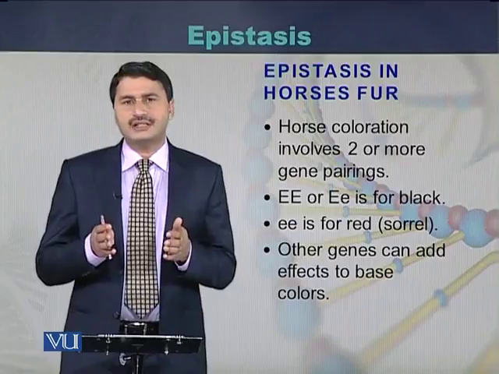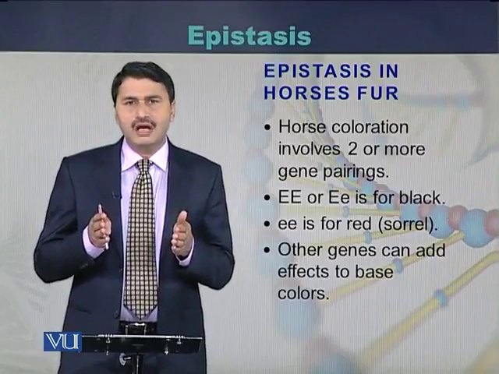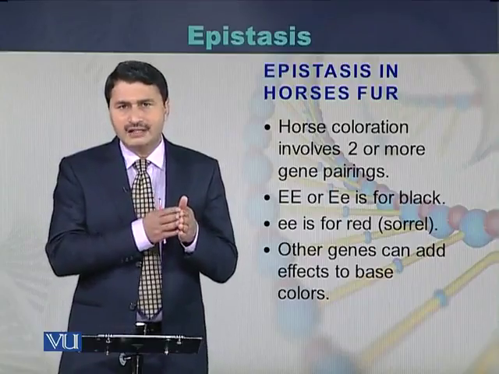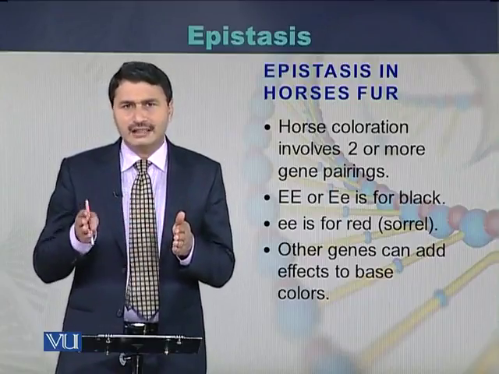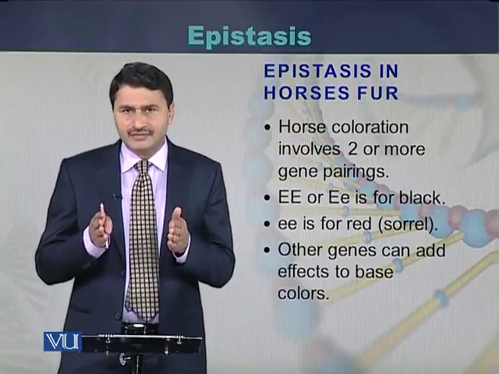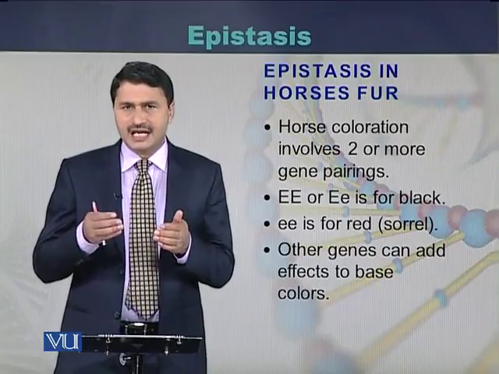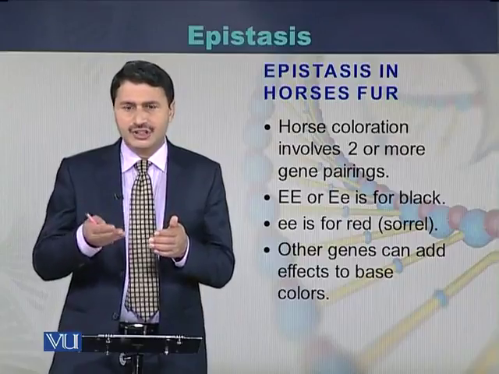But there are many genes which have an additive effect between these two extremes, the black color on one hand and the red color on the other. Those genes have additive effects on the coloration of the horses. Those genes have epistatic effects on the first gene pair.